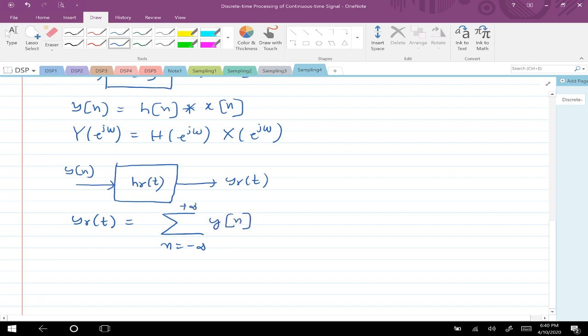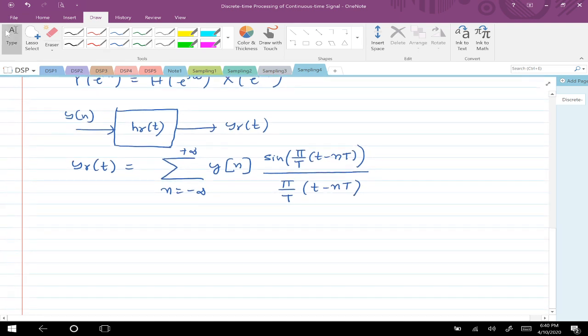of y[n] into sin(π/T · (t − nT)), shifted ones placed at nT, divided by π/T · (t − nT). If you don't remember this, please go back to the previous lecture. And what about the relationship in the Fourier domain? So for y_r(t), what should I write here? For example, I want Y_r(jΩ).